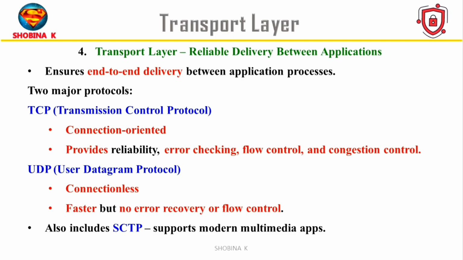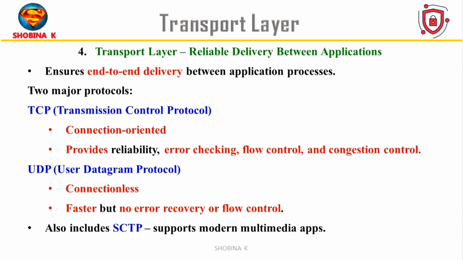The main transport protocol is the Transmission Control Protocol. TCP is a connection-oriented protocol and it establishes a logical connection before data transfer. It provides flow control, error control, and congestion control. In contrast, UDP is a connectionless protocol. It transmits user datagrams without establishing a connection.